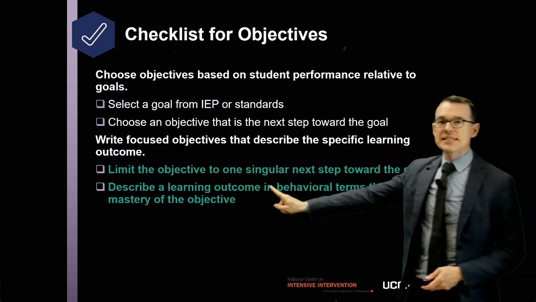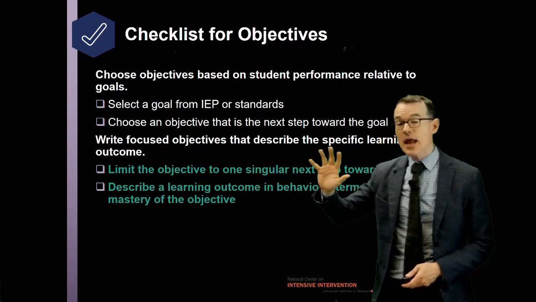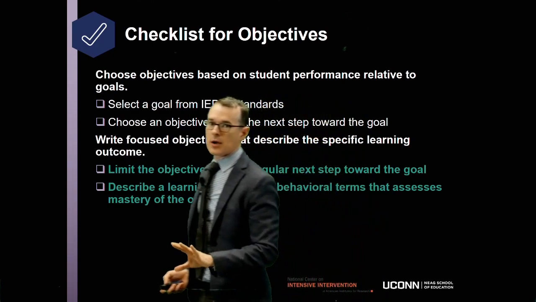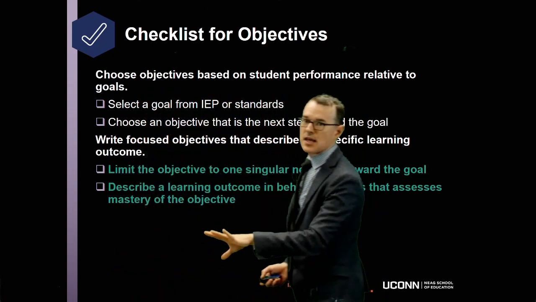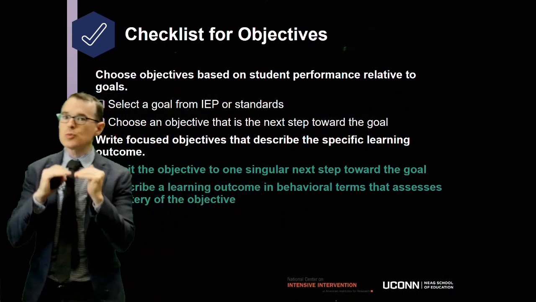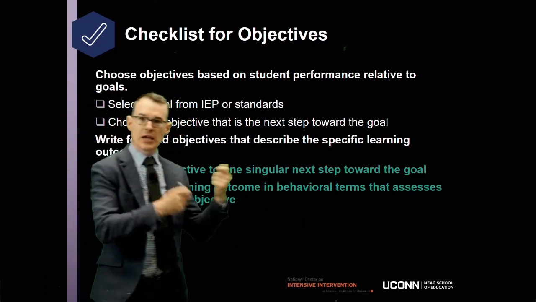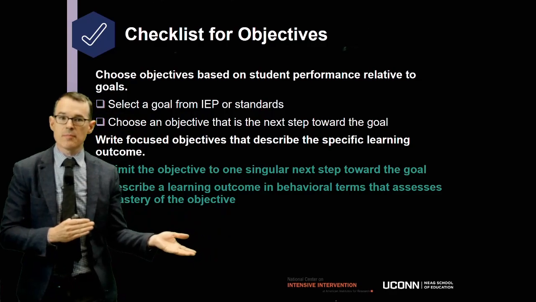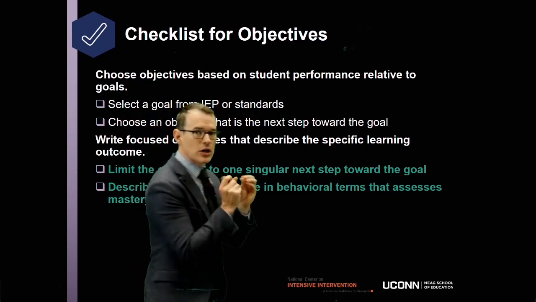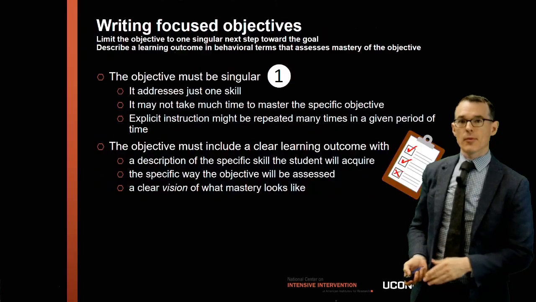We want to focus on a singular next step. And I'm going to say more about that, but I can't emphasize this enough that it's important to just have one singular focus. And then we want to describe that learning outcome in behavioral terms that assesses the mastery of the objective. So the learning outcome, what we're doing there is we're saying, here's what it looks like. In behavioral terms, meaning what are the behaviors people engage in? Not like bad behavior, but here are the things people do to show that they've mastered the learning outcome that assesses the mastery of the objective. And that is a critical thing that sometimes we forget. Often in instruction, we find that people don't do that. Let me say more about both these things.